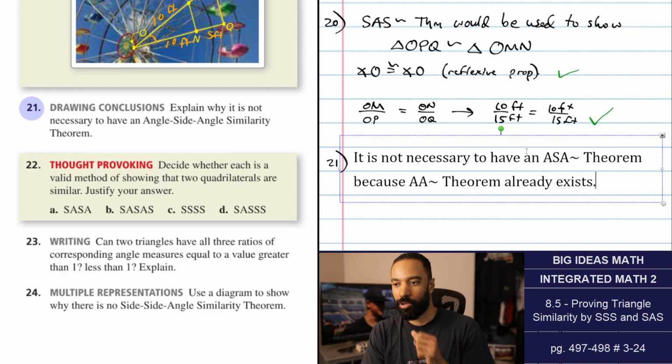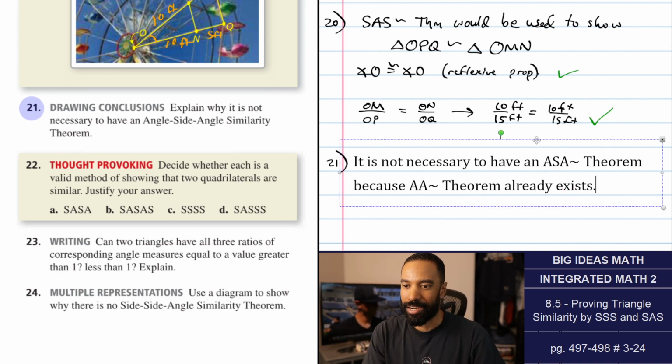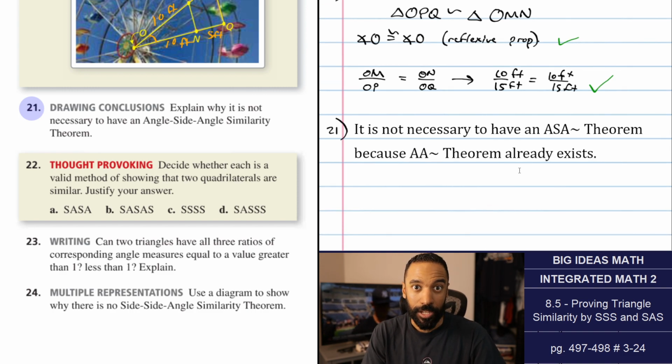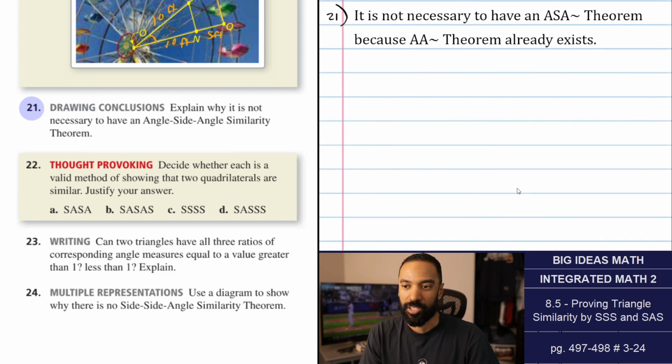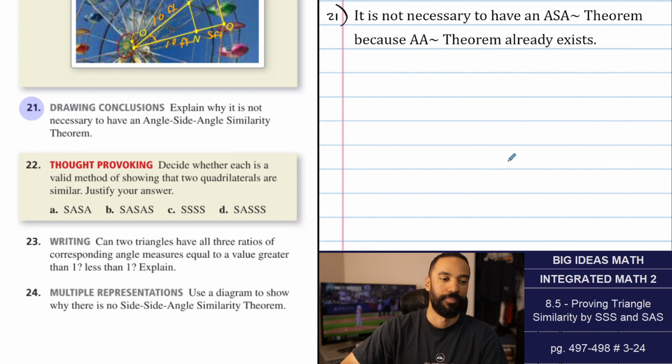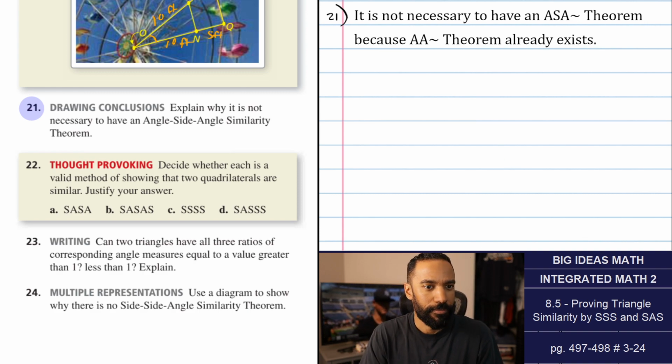Meaning angle side angle means you need two sets of angles to be congruent and the included set of corresponding sides to be proportional. We don't need the set of corresponding sides for that, but that's the reason. All right, number 22, thought-provoking.